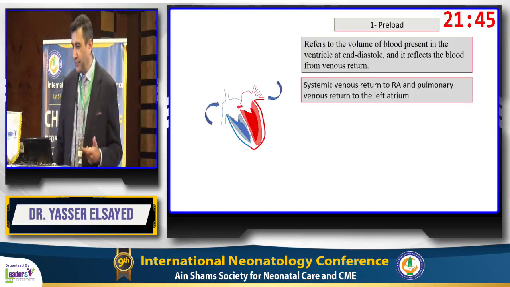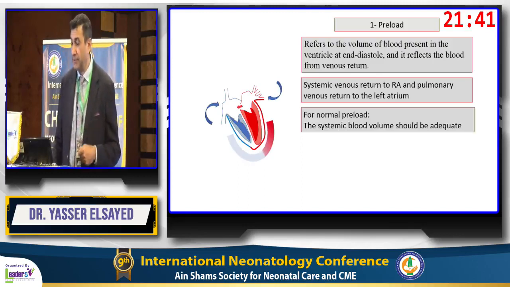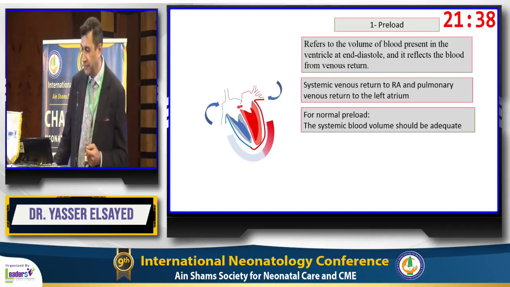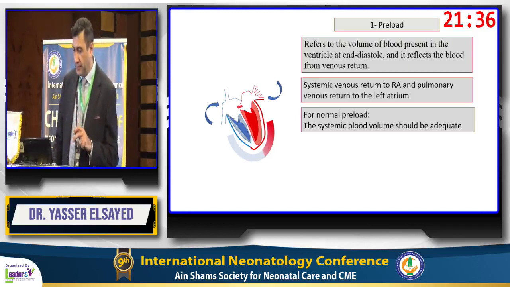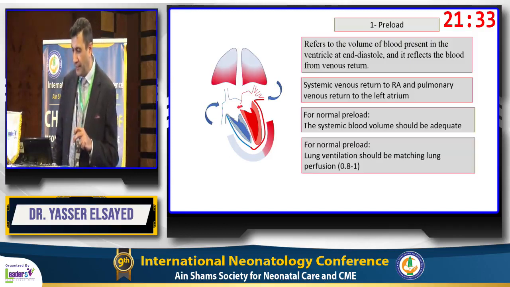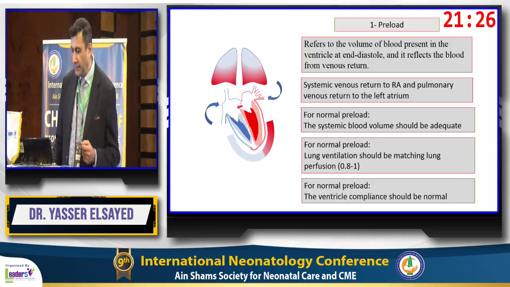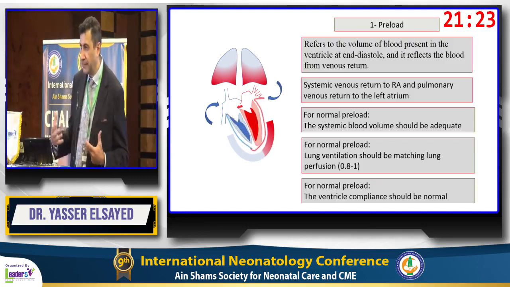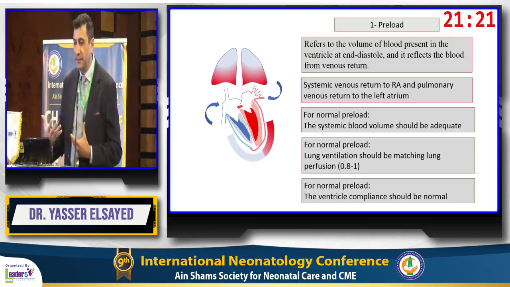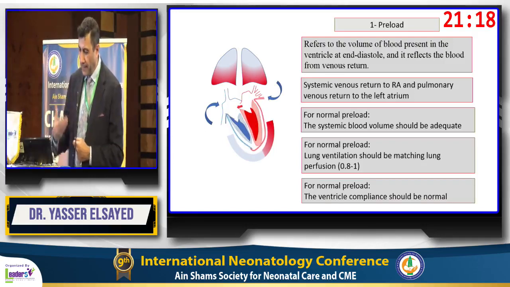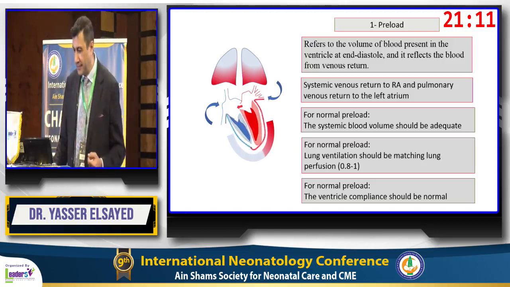So, the systemic venous return to the right atrium or pulmonary venous return to the left atrium. For normal preload, you need systemic blood flow to be adequate. You also need lung ventilation-perfusion matching, around 0.8 to 1, and you need ventricle compliance to be normal, so normal compliance of the left ventricle. You need the lung ventilation-perfusion ratio to be optimized, so good lung inflation, and you need good blood volume in the systemic circulation.